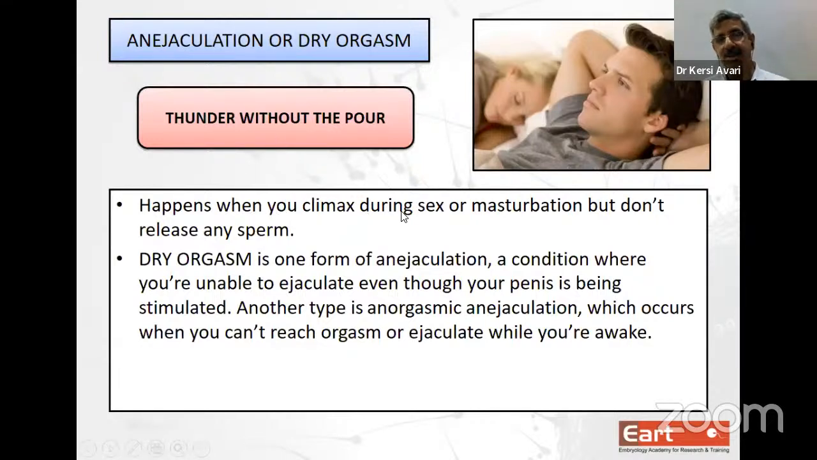When you climax during sex or masturbation but are not able to release the sperm, we call it a dry orgasm. Now, you are not able to ejaculate even though the penile area, which is rich in nerves, is being stimulated. Initially, in youngsters, there were also erectile issues.